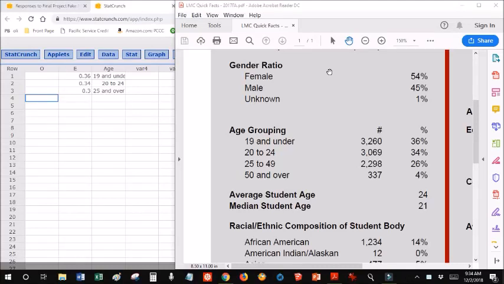This is a demonstration of how to run a goodness of fit test on age. First, I'm going to figure out what the bins are.